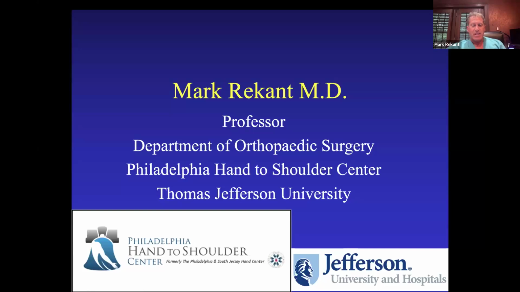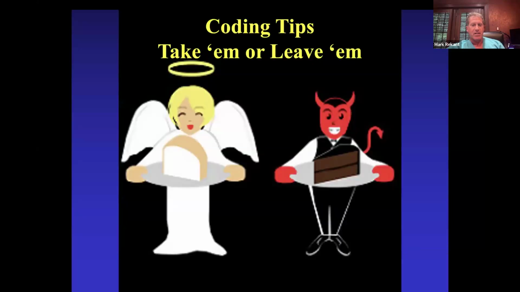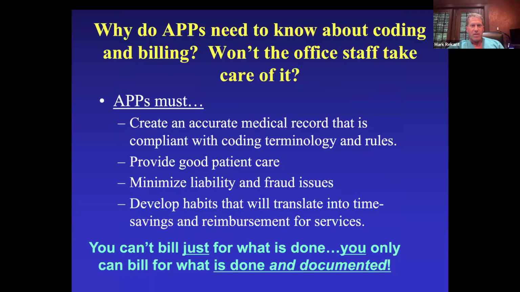That was a great segue. Changing gears to a little more of what can be done in the office, some coding tips. And I think it starts off with what we really have to think about as far as creating an accurate medical record that's compliant, also providing good care, minimizing liability, and overall developing good habits. This theme will keep coming up. You can't bill for just what was done. You can only bill for what was done and is documented. So we'll briefly talk about some documentation concepts.